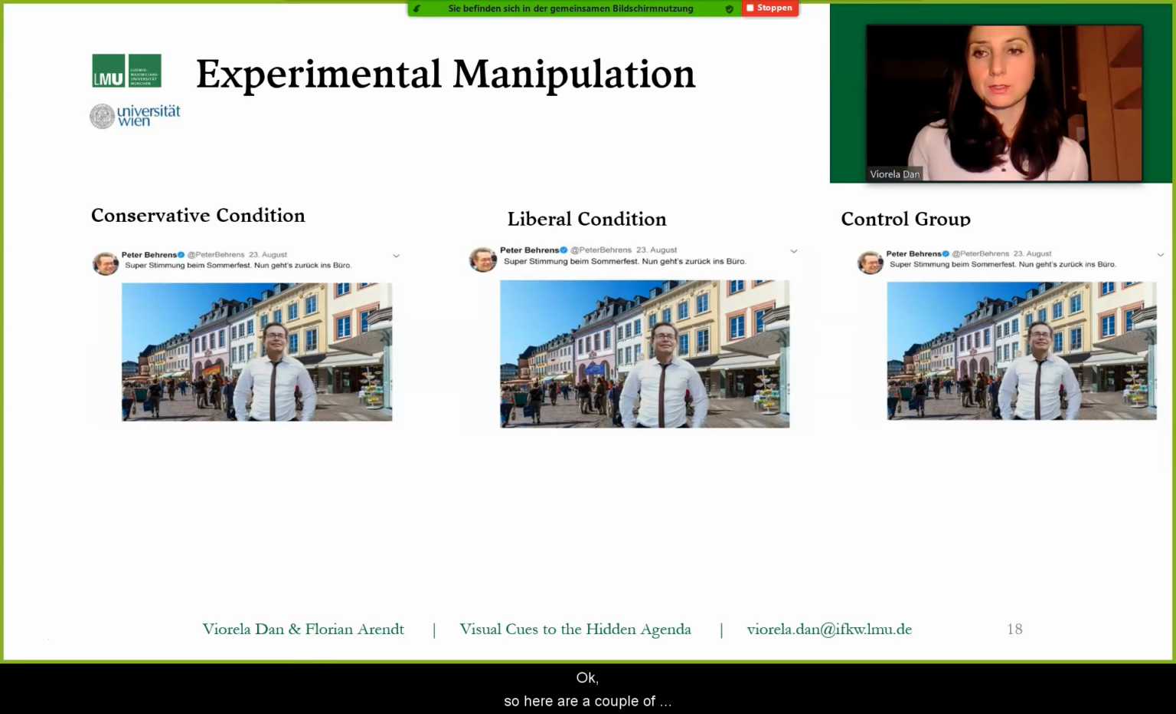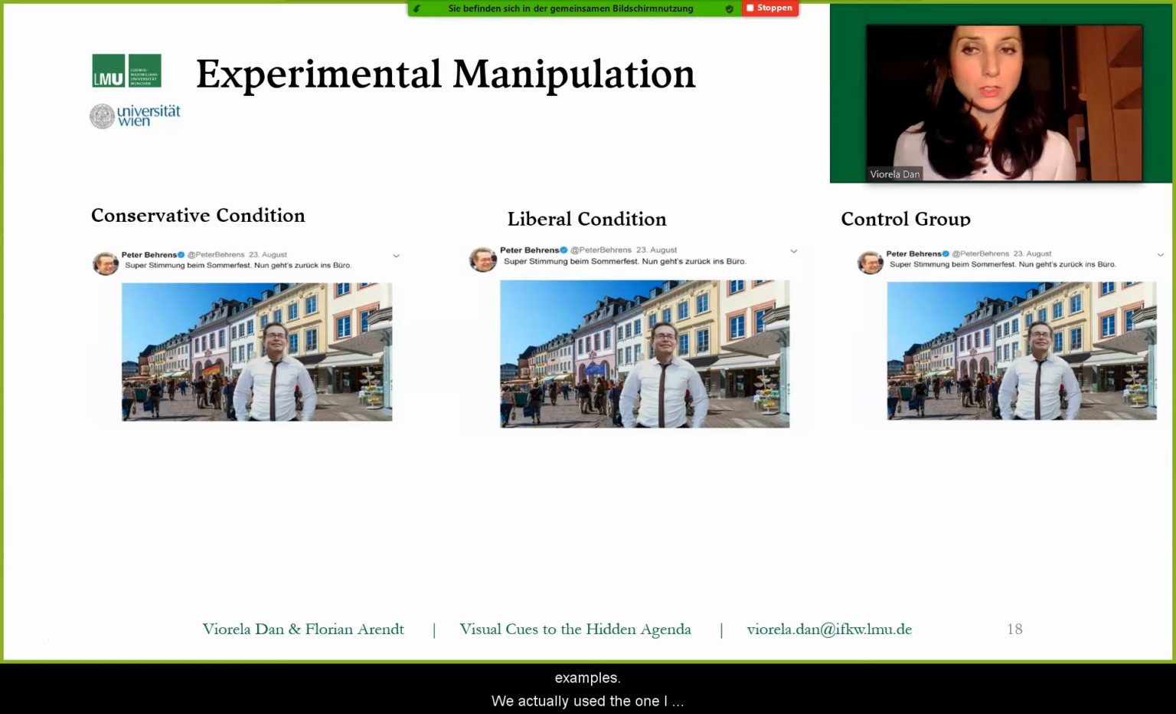Okay, and here are just a couple of examples. We actually used the one I just showed you with a woman with a picture on her desk. We also used this one with the flags. You see here the German flag in the background. On the left side, in the middle, you see the European flag, and the control group on the right, no flag at all.